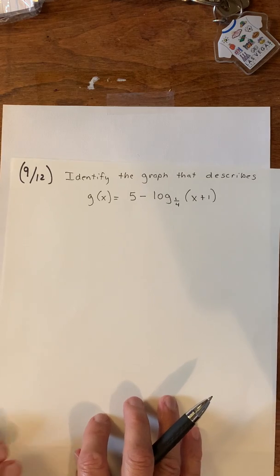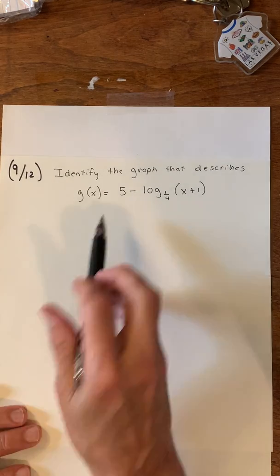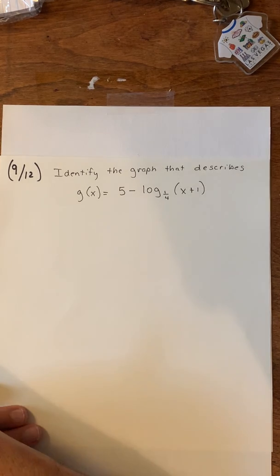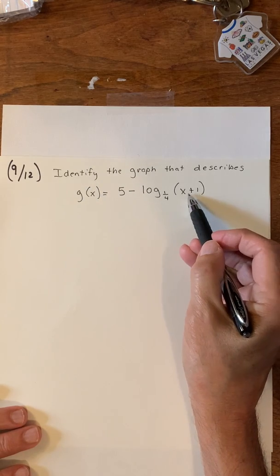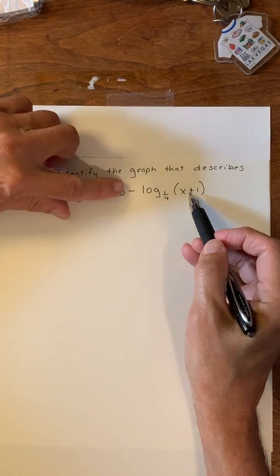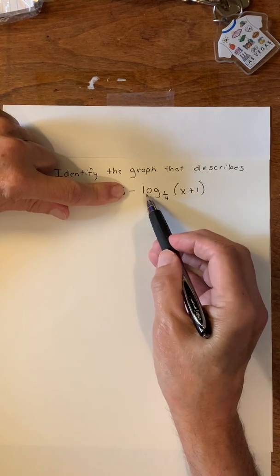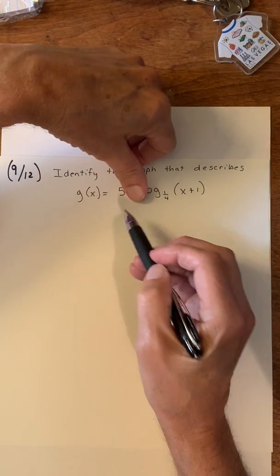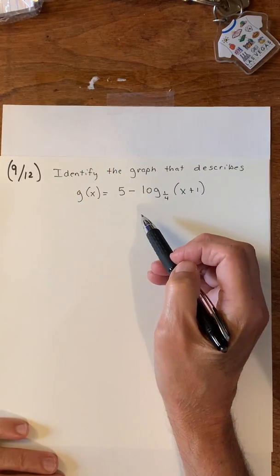All right. Here's a doozy. It says identify the graph that describes this guy. 5 minus log base 1/4 of x plus 1. Again, if you are skilled in transformations, notice we have a horizontal shift, 1 to the left. We have a negative in front of the whole function. That means a reflection over the x-axis. We have an addition of 5. That means a vertical shift up.